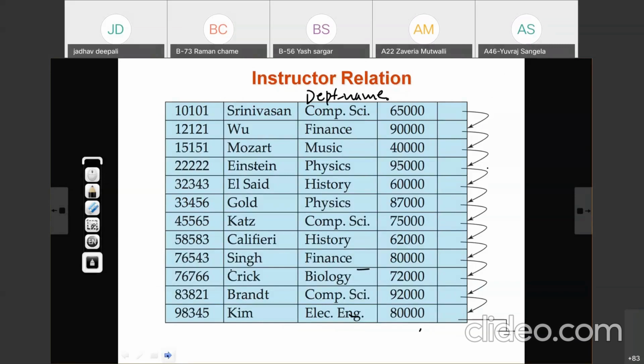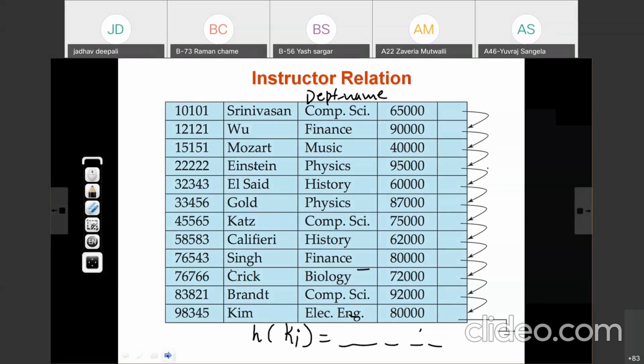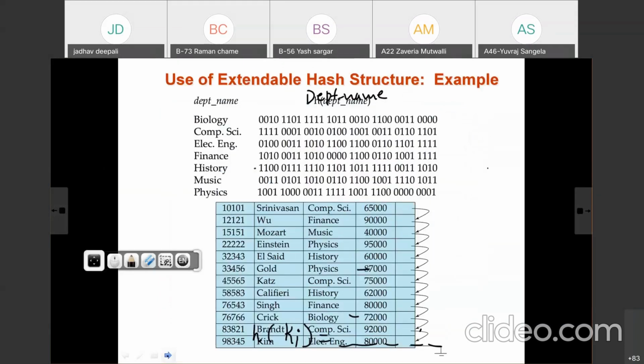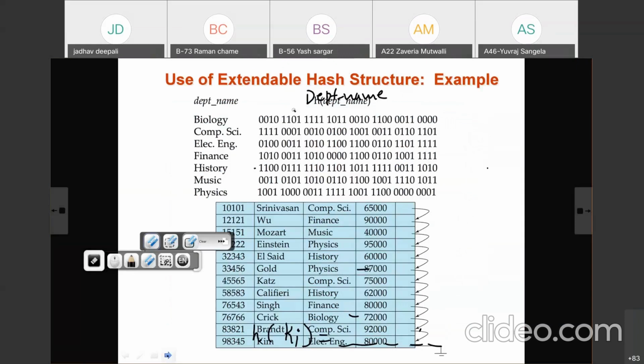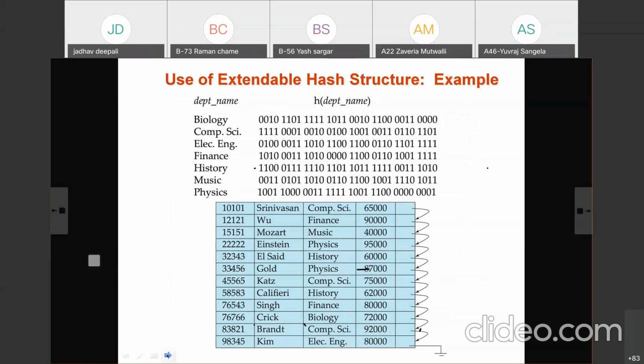Accordingly, what we actually perform is hash file organization. We compute h of ki on all the search key values, which gives some hash value, and accordingly we store the record in the particular bucket. Now see here, you can observe it. The department name is considered as the search key value, and suppose these values are calculated here.